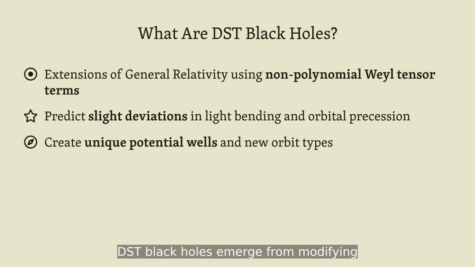DST black holes emerge from modifying Einstein's equations with additional terms built from the Weyl tensor. These modifications are subtle, but they produce measurable changes in how particles and light move through curved spacetime, opening new possibilities for orbital dynamics that don't exist in standard general relativity.